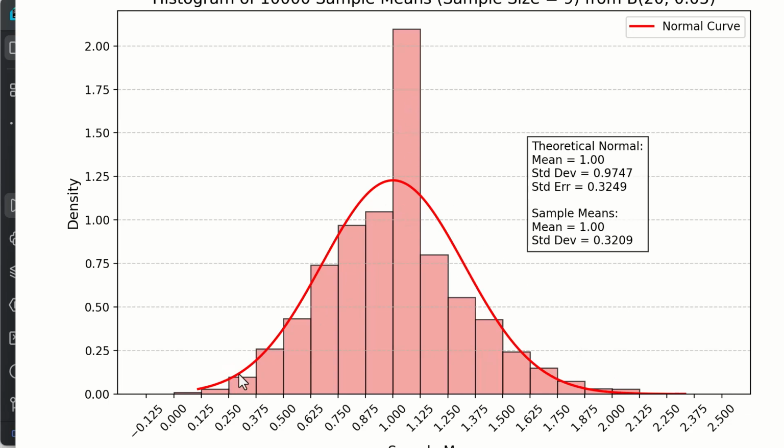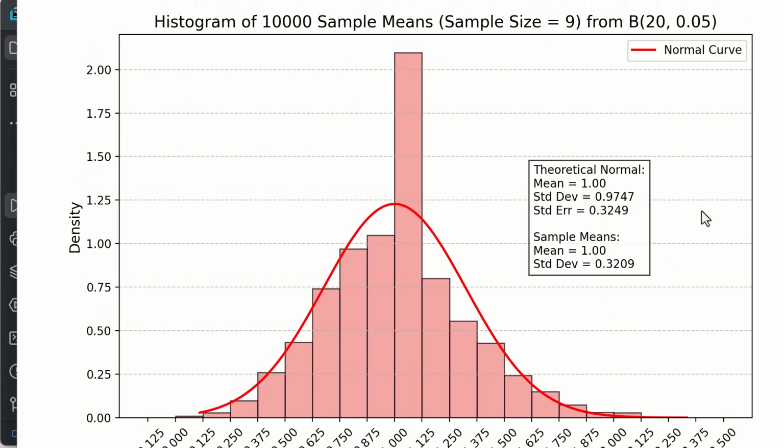The histogram is a bit sensitive to how you choose the bins. Let's have a look at stuff to do with means. The sample mean to 2 decimal places is the same as the theoretical, and it's 0.3209. The standard deviation of our sample means is not that far from the standard error, which, remember, is 0.9749 divided by 3. That's the square root of 9. So that's what that one looks like.